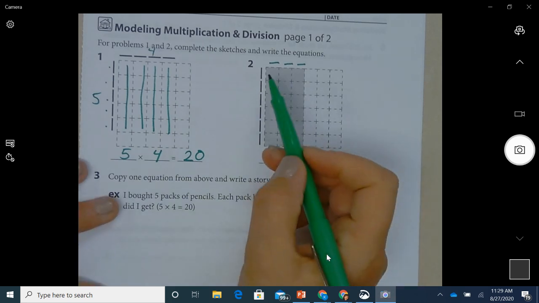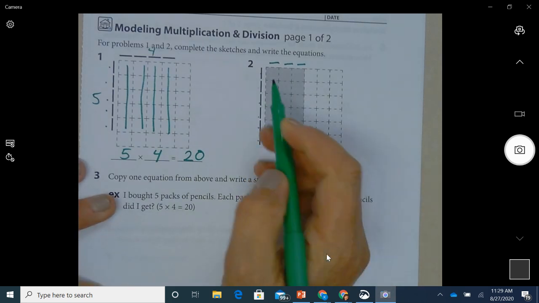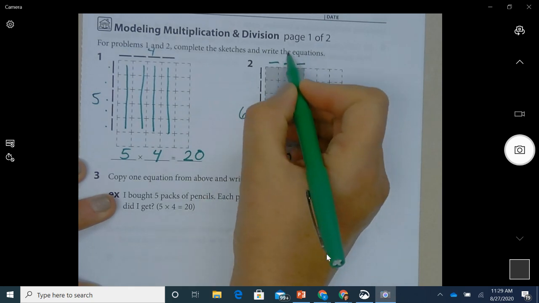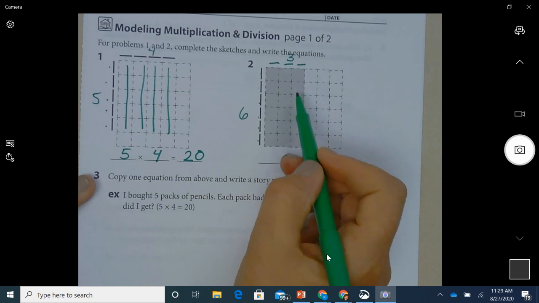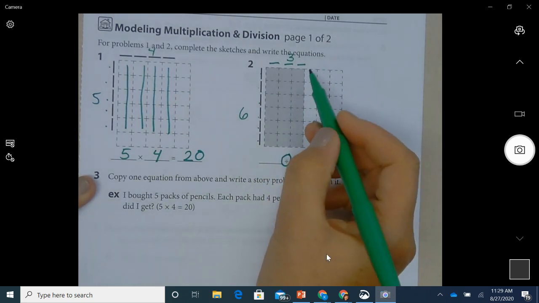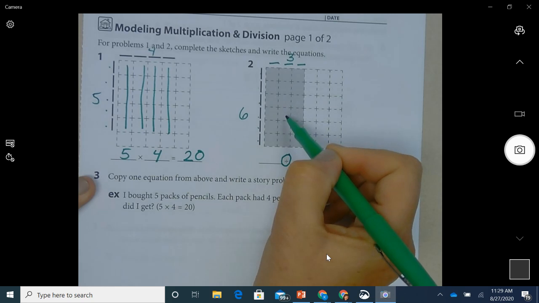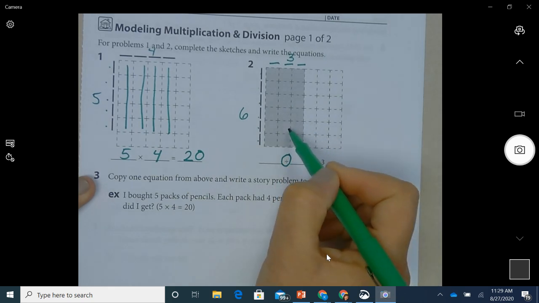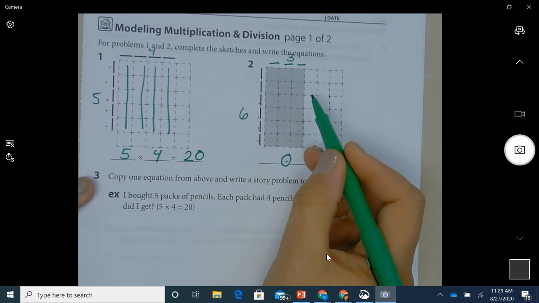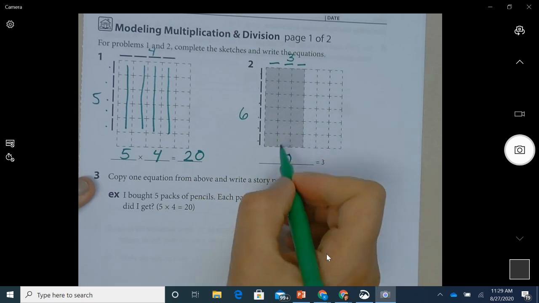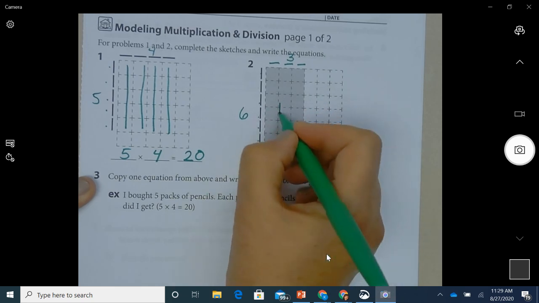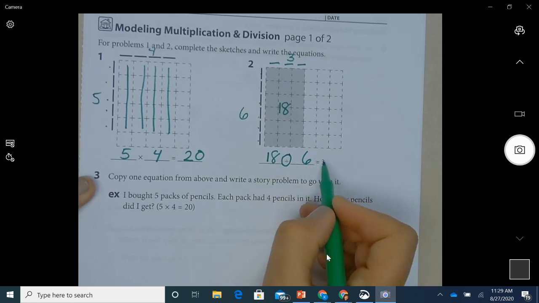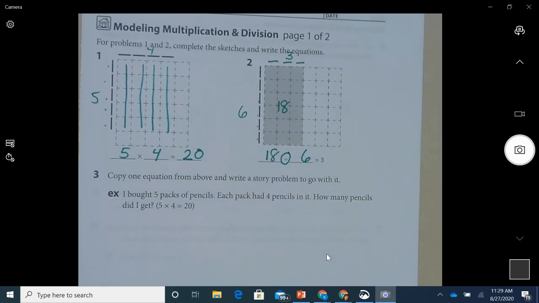Hopefully you will have seen that this is 1, 2, 3, 4, 5, 6 on one side and 1, 2, 3 at the top. So I have to kind of go in reverse now. I have to think, okay, 6 times 3, I'm going to count by 3s all of my shaded pieces. So I've got 3, 6, 9, 12, 15, 18. So I know there's 18 pieces here. So I'm going to do an equation of 18 divided by 6, because this is 18, equals 3, because it says 3 as my answer.